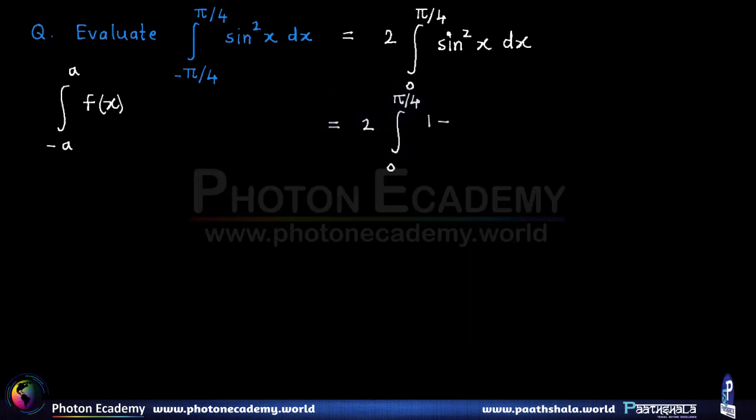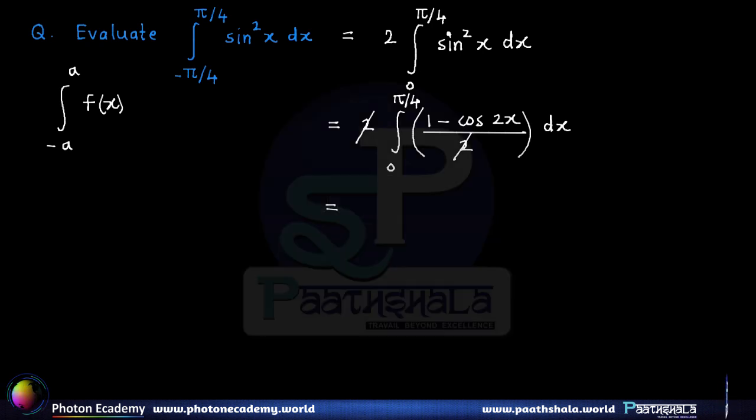Sine square x we write as 1 minus cos 2x upon 2 times dx. Now the 2 will get cancelled and the remaining expression is very easy to integrate because the integral of 1 is x and the integral of cos 2x is sin 2x upon 2, and this is integrated from 0 to pi by 4.